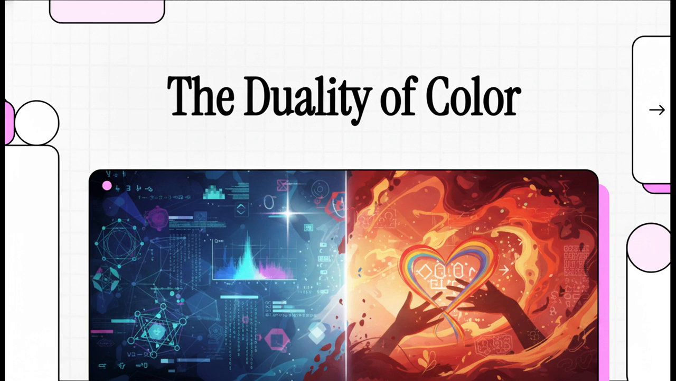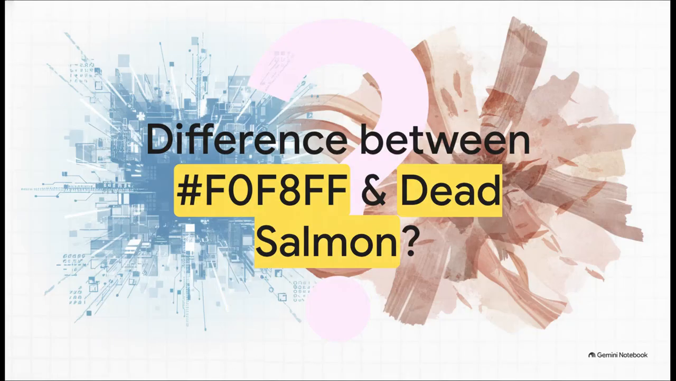the spectrum. On one hand, you've got cold, hard mathematical data. And on the other, deeply rooted human emotion, weird history, and incredibly vivid storytelling. So let's just jump right into this. To kick things off, I want you to really think about this. What is the actual difference between a random string of characters like hashtag F0F8FF and the phrase dead salmon?